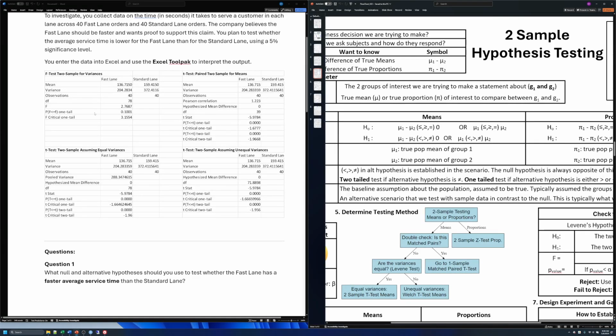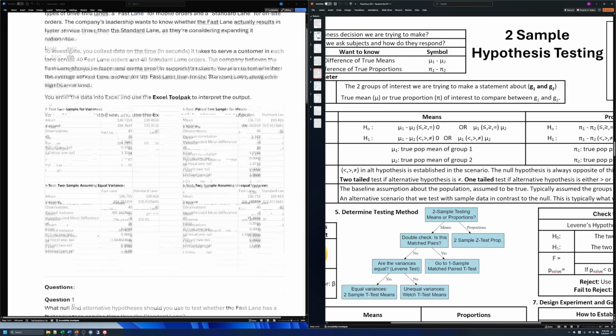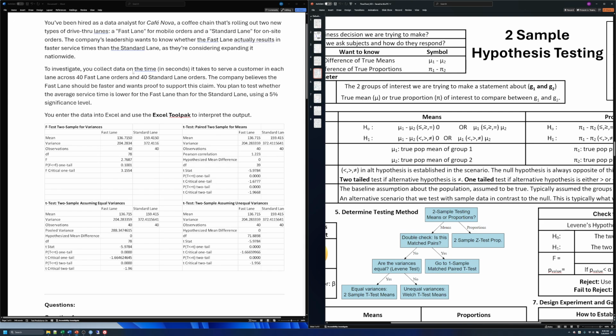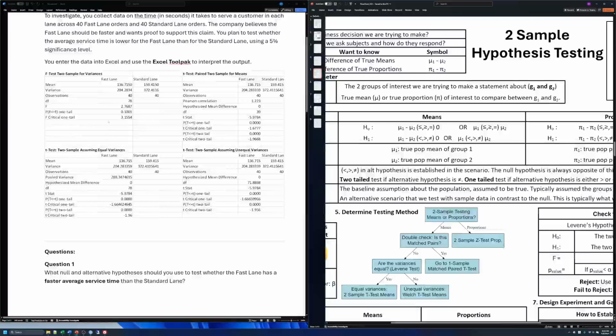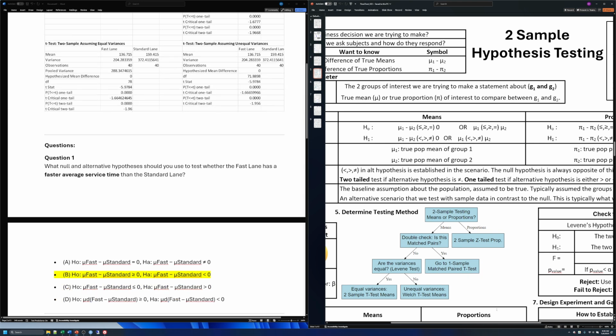So if we come up to our output, we see that we've got an F test for our variances. It gives us an F test and a p-value. And remember, we compare this p-value to our alpha. Our alpha level that we are testing with, if we come down, is at the 5% level of significance. So if we're doing a 5% level of significance, our alpha value is less than the p-value, or the p-value is greater than the alpha. So we would fail to reject.